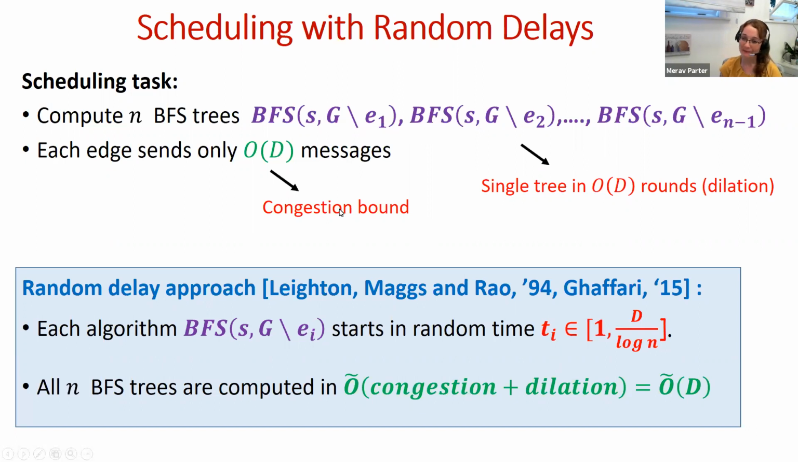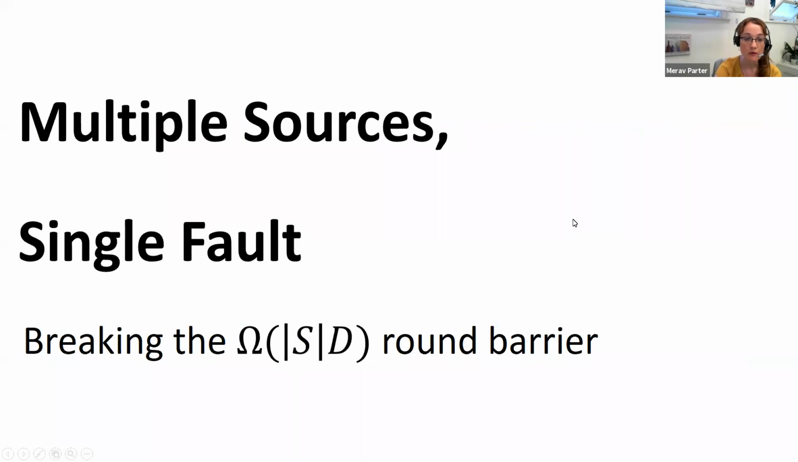And I'm omitting many details, so really this is the high-level idea. Start every BFS tree at some random time, and because we pick this range, and because every edge should only pass D many BFS tokens, one can schedule all these BFS trees in congestion plus dilation time, which sums up into D. Okay.